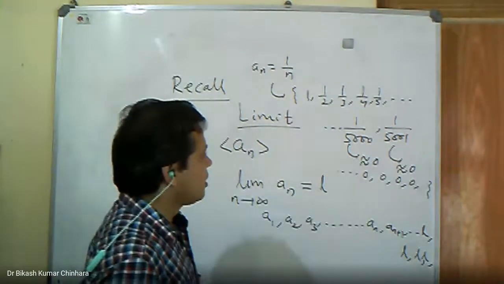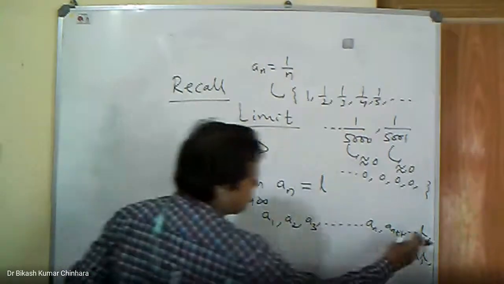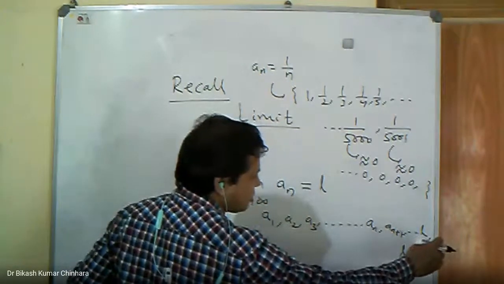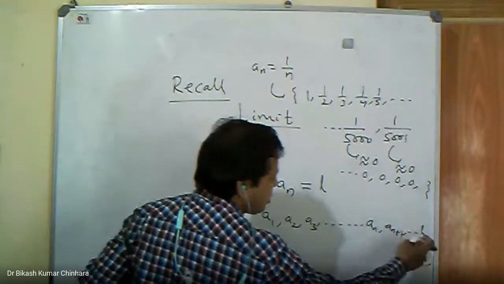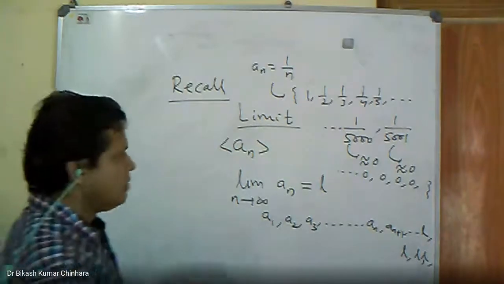So that's why I'm saying that this sequence is converging to 0. If the sequence is converging to L, then after some time, all the terms of the sequence will be very near to L. So this is the concept of limit of a sequence.